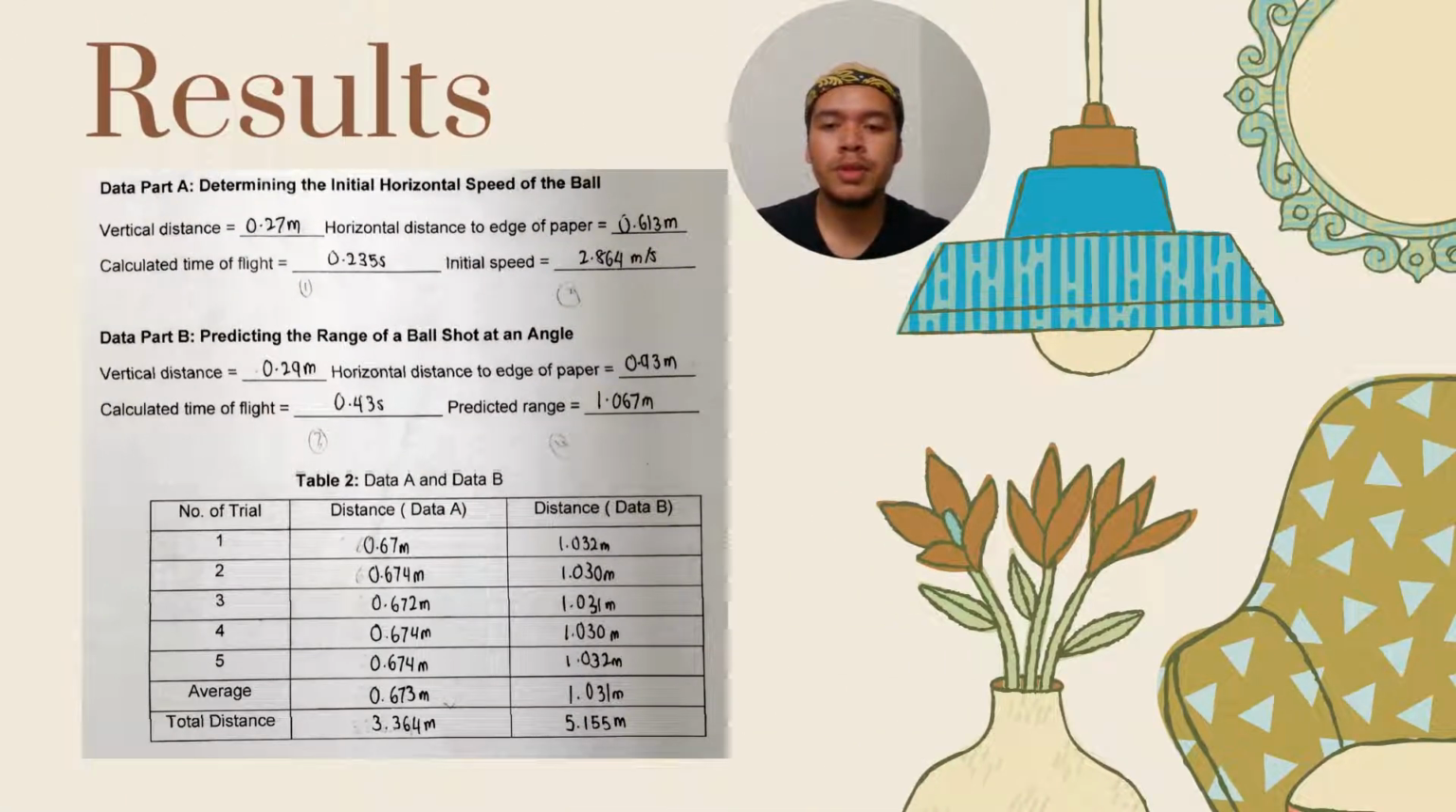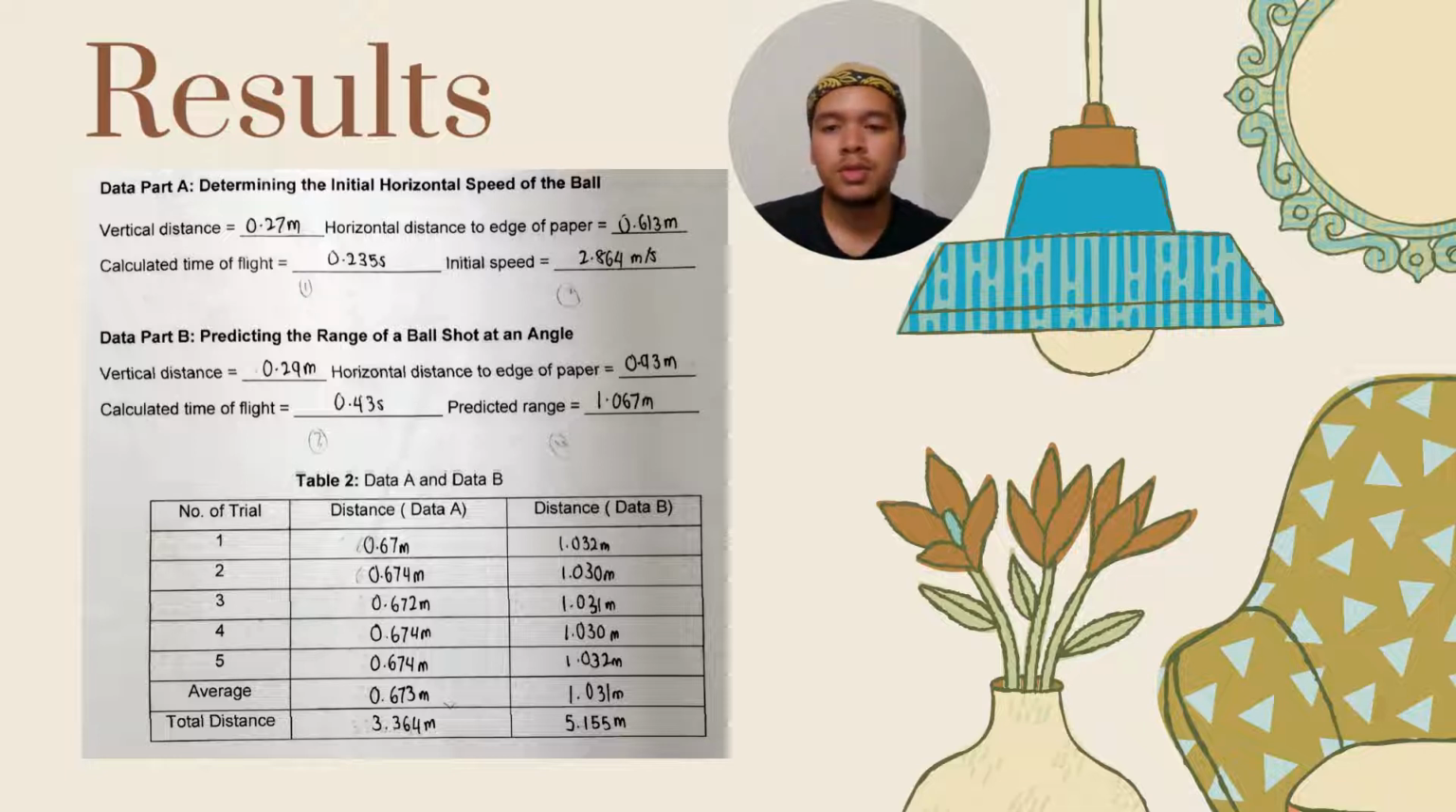Next, I will present the results. For data part A, we need to determine the initial horizontal speed of the ball. For vertical distance, we get 0.27 meter. For horizontal distance to the edge of the paper, we get 0.613 meter. Then we calculate the time of flight and we get 0.235 seconds. And the initial speed is 2.864 meter per second.